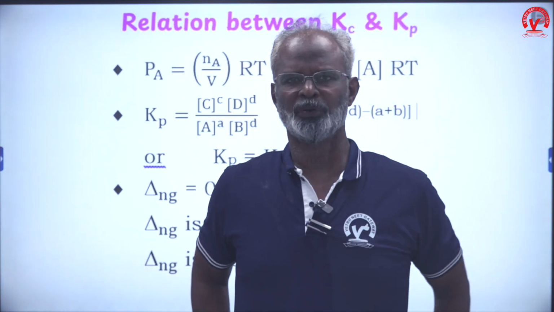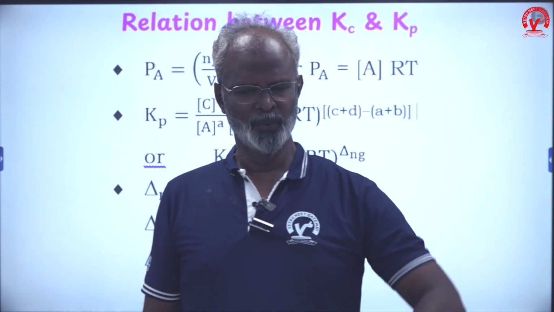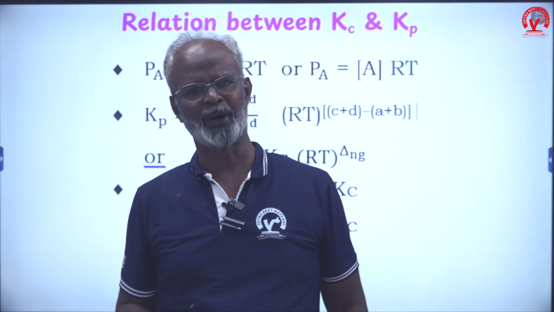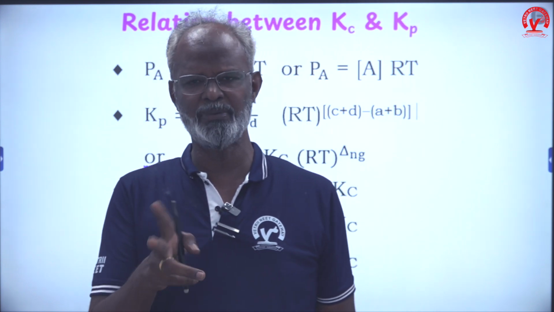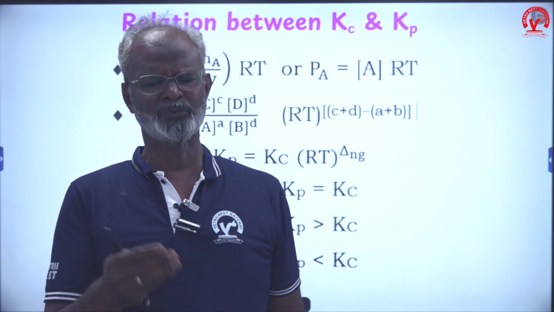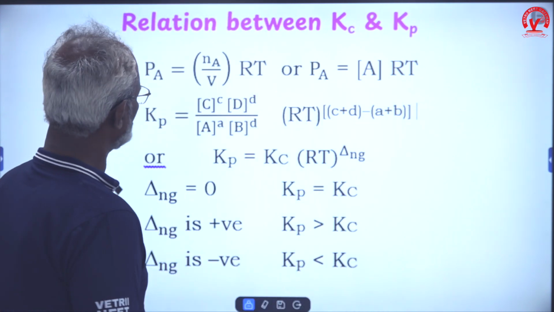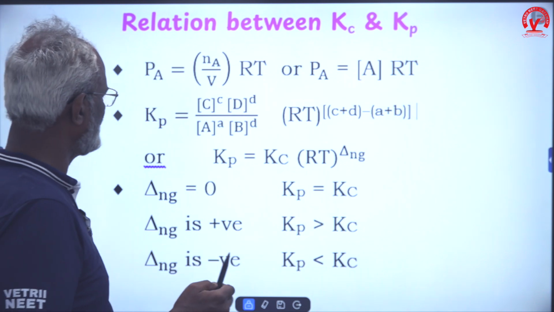So now we have learned 2 different equilibrium constants: Kc, which is based upon concentration, and Kp, which is based upon partial pressure. For gaseous systems, both types of equilibrium constant can be used, so we have to derive a relationship between them. For this, we are assuming that the gases in the system are ideal.